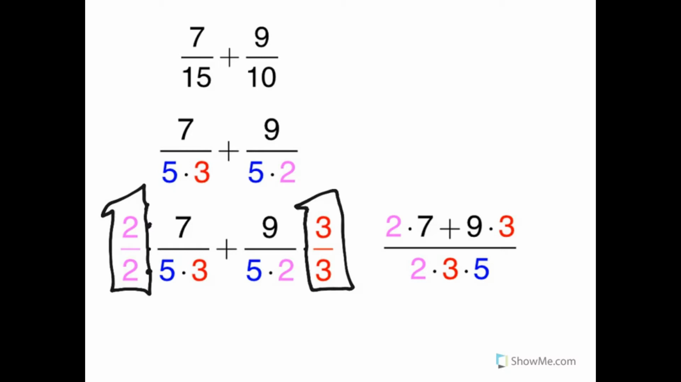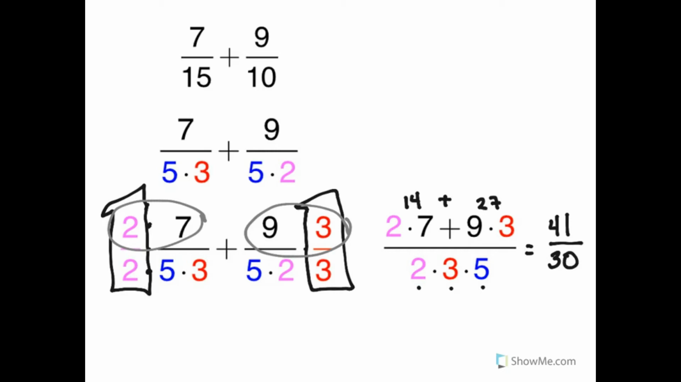And the top, well, I've done 2 times 7 and 3 times 9. 2 times 7 is 14, and 3 times 9 is 27. So when I add those, I get 41. And on the bottom, I have 2 times 3 is 6, times 5 is 30. So this whole expression simplifies to 41 over 30.